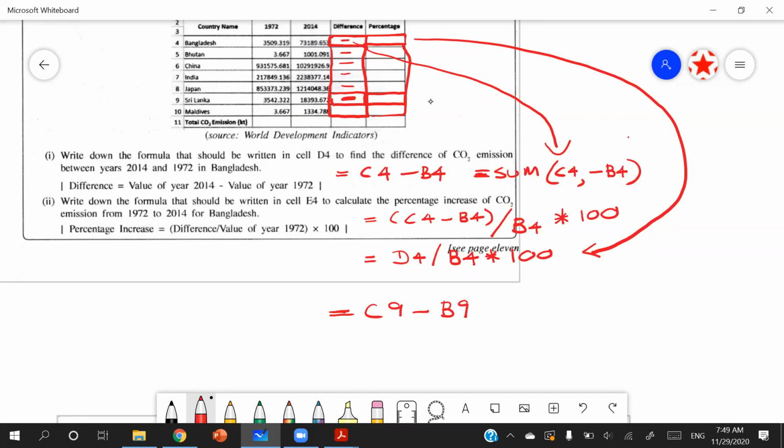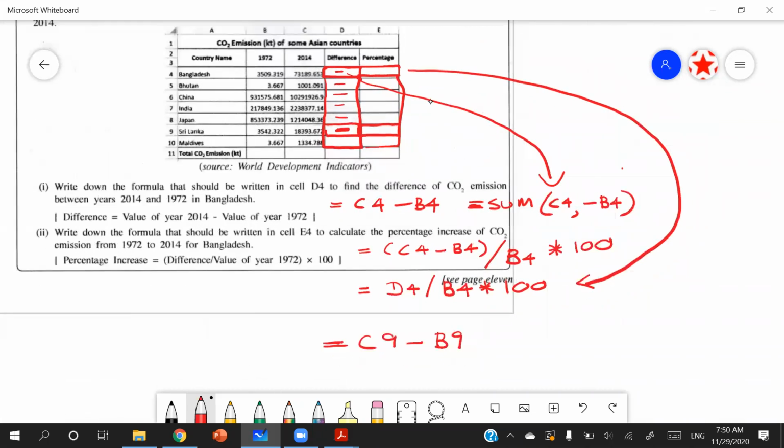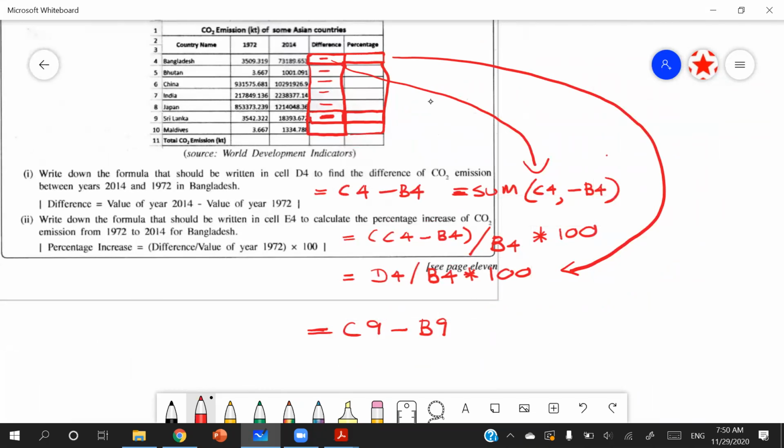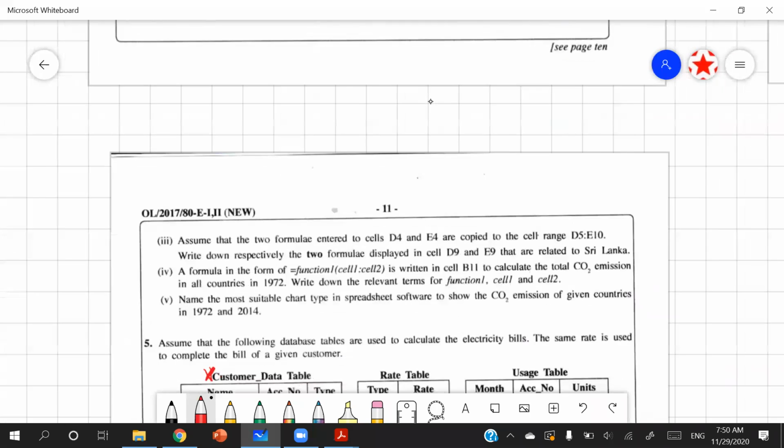That's going to be the answer in the D9 cell, and for the E9 cell, it's going to be D9 divided by B9 into 100. Or else it's going to be C9 minus B9 divided by B9 again into 100. Right? And then they are asking you to take the total of something, right?